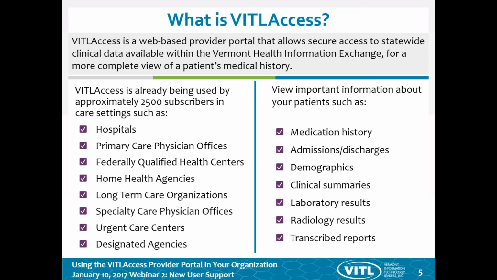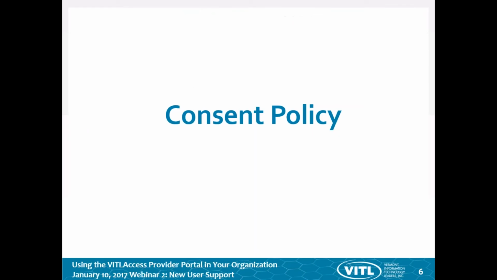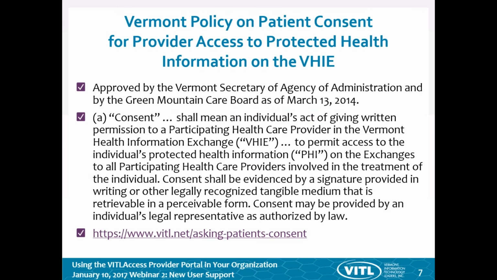So now that you see what kind of information is available, how can you get access to this data? First, you must obtain consent. Organizations wishing to utilize VITLaccess first sign a business associates agreement with VITL to participate in the VHI, which means the organization has agreed to meet a set of requirements for using the Health Information Network.